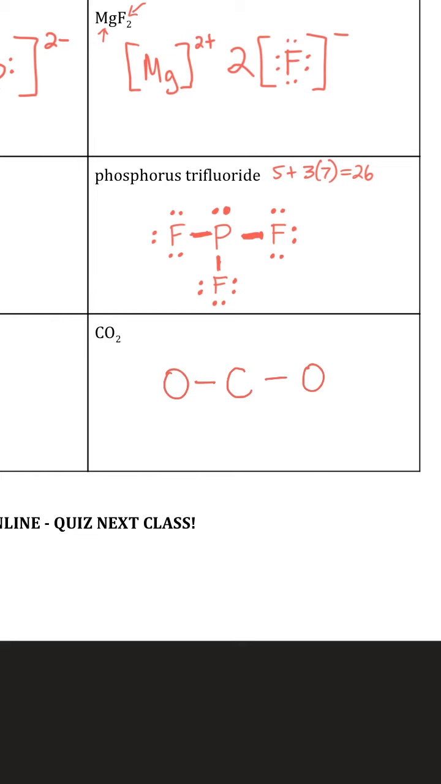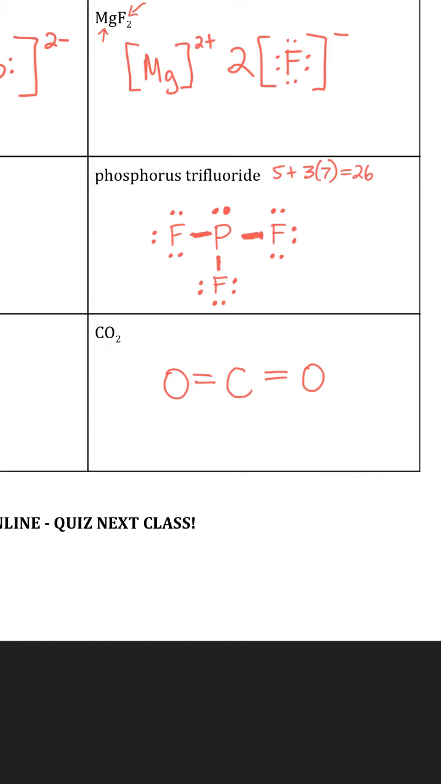Okay, so carbon has 4 valence electrons, so there should be 2 more here. Well, that 1, 2, 3, 4, 5, 6, that doesn't add up to 8. So something else needs to happen. So what if we took these 2 electrons on carbon and made bonds with them with oxygen? So now we have double bonds.